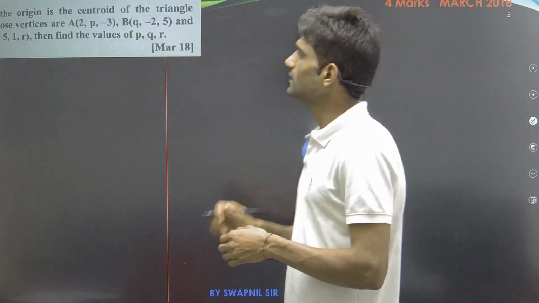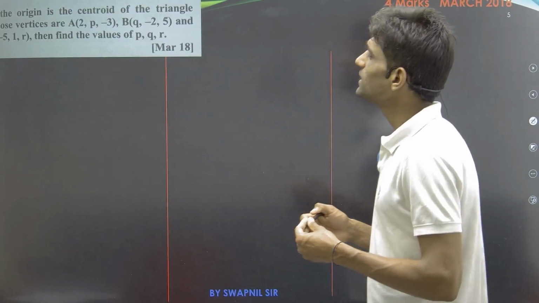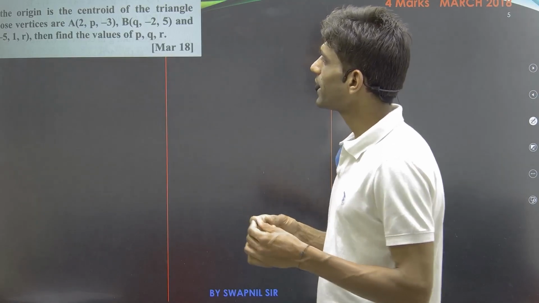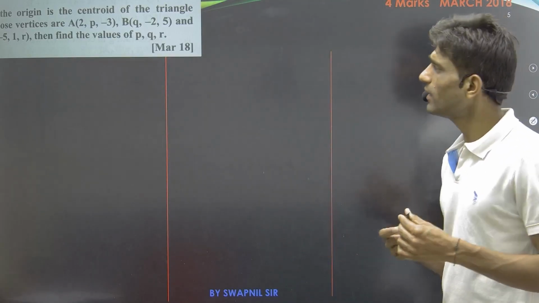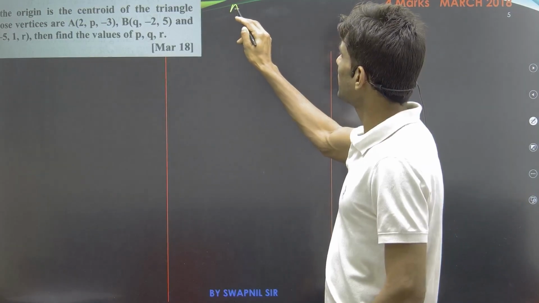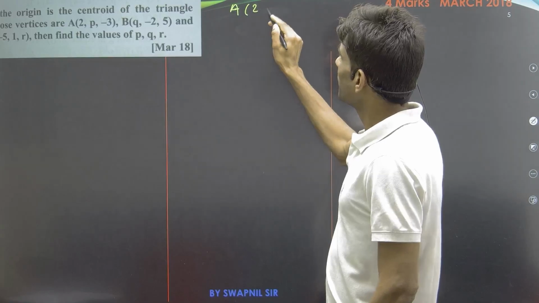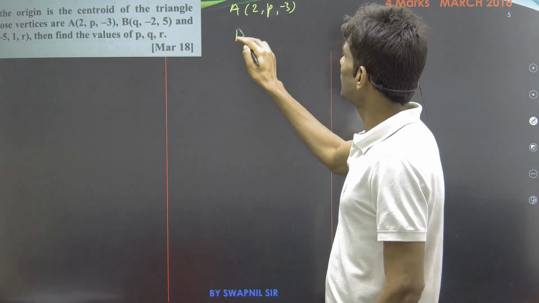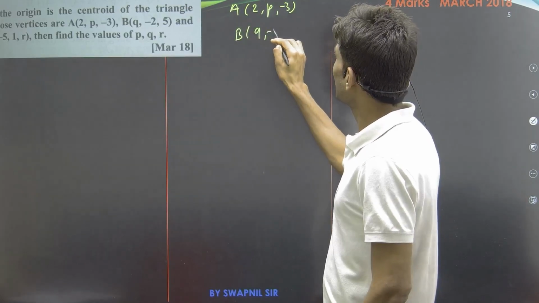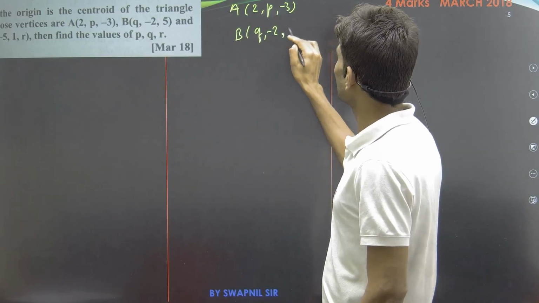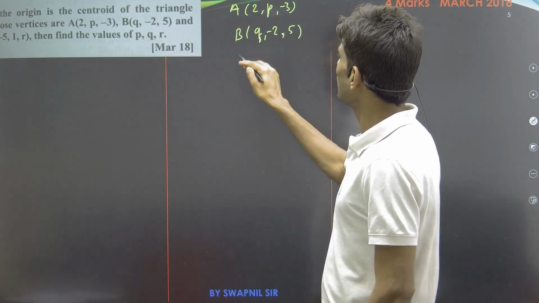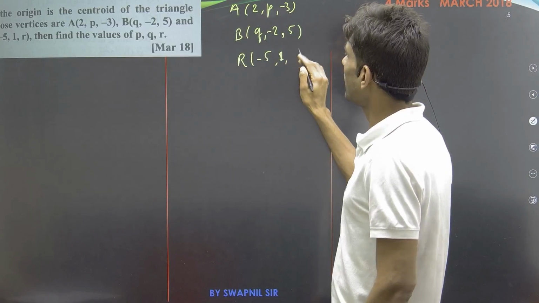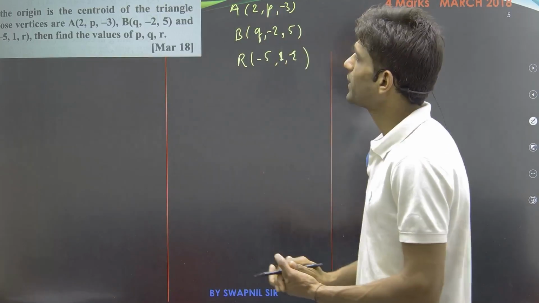Okay, in our next example, we are given: if the origin is the centroid of the triangle whose three vertices are given. The first vertex is (2p, 1, -3), the second vertex is (q, -2, 5), and the third vertex is (-5, 1, r).